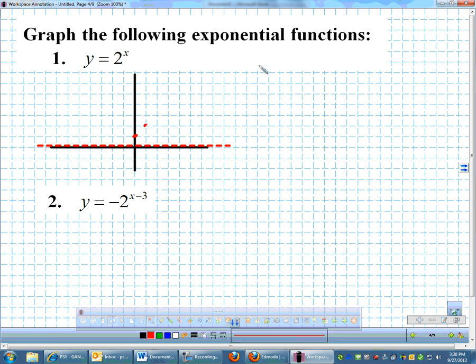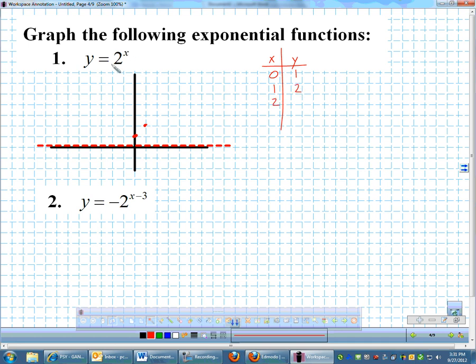Now, this is a really tricky thing that you could do if you forget, and for some reason y'all always forget that this is an option. You could just create an old-fashioned XY table. If I plug in 0 for X, 2 to the 0 power is 1, so I should go through the ordered pair 0, 1. If I plug in 1 for X, 2 to the first power is 2, so I should go through the ordered pair 1, 2.